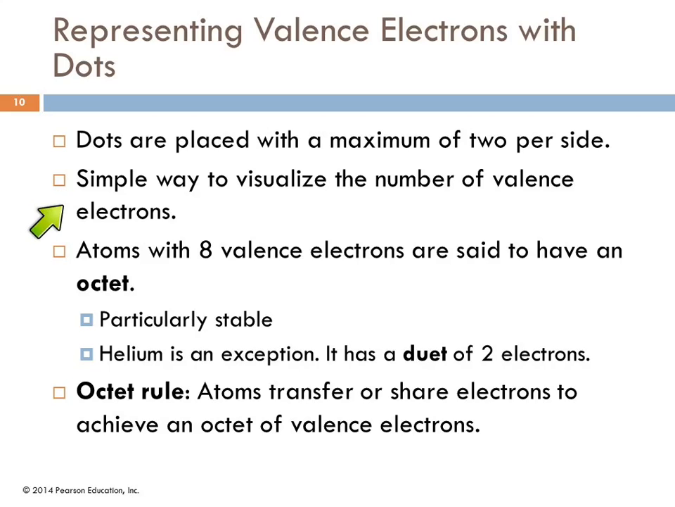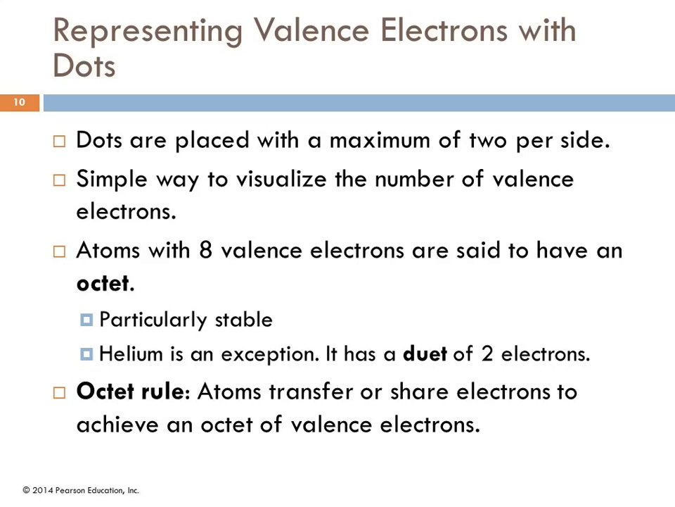And this is a very simple way to visualize the number of valence electrons. It's a little bit like looking at dice. You can look at dice and you don't actually have to count the spots. You recognize that when you start playing Monopoly with a kindergartner, right? And they've got a 5, and they're counting the dots with their finger because they haven't recognized that pattern yet.